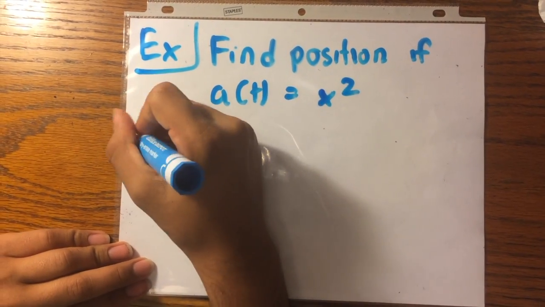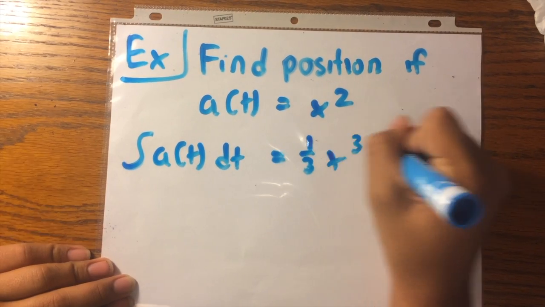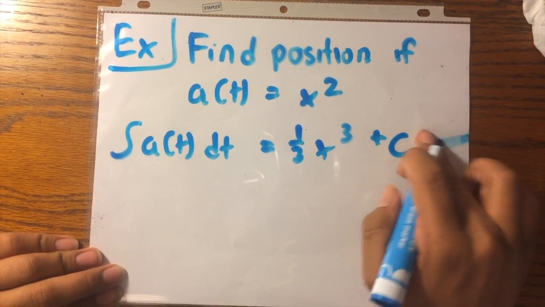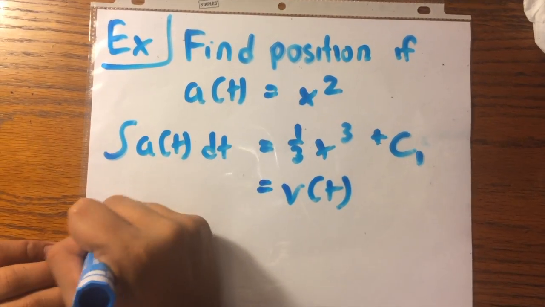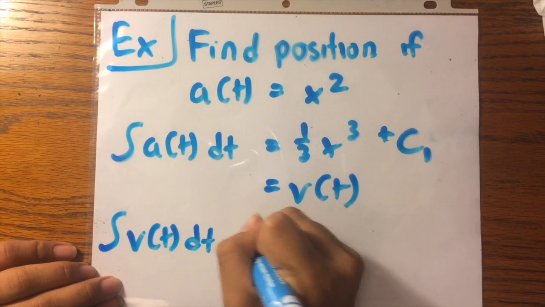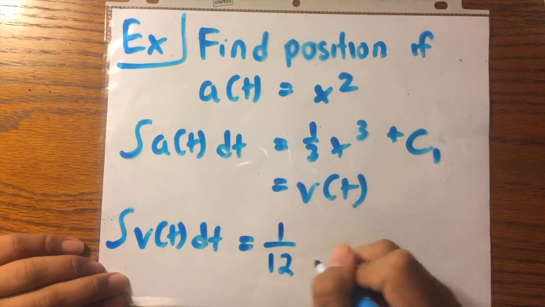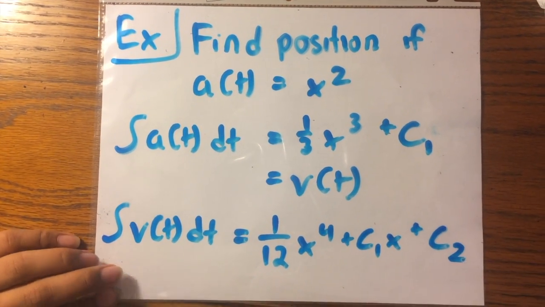Alright, so now time for some physics. So we're trying to find the position function given a of t equals x squared. So hence, when we take the integral of acceleration, we get 1/3 x cubed plus c. This is a velocity, and now we want to solve for the position, and the position is the integral of velocity. So taking the integral again, we get 1/12 x to the 4th plus c1 x plus c2.